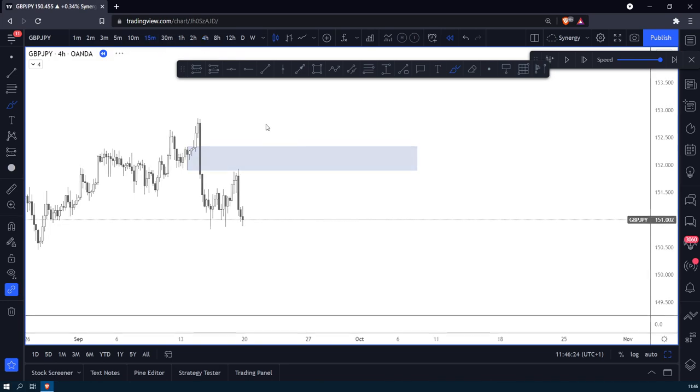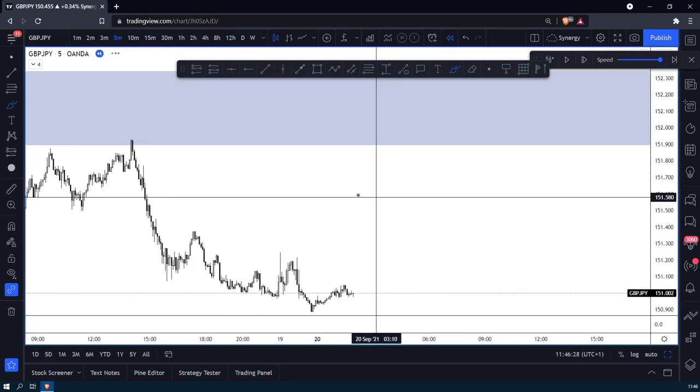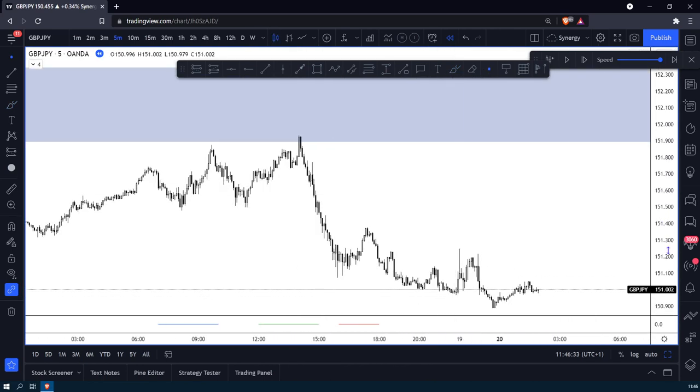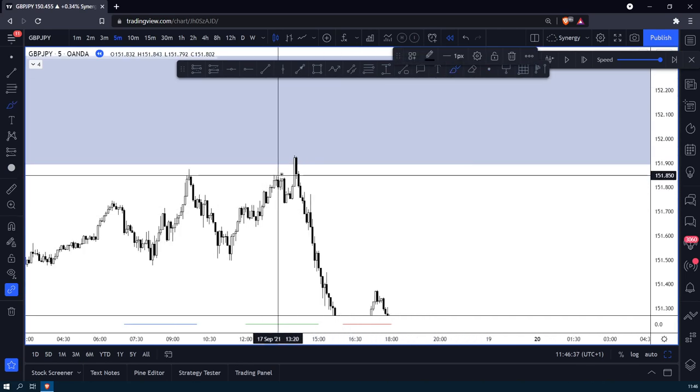Okay. Now, I don't know if there were any lower time frame confirmations in here. Let's have a look. Yeah, perfect. This works absolutely perfectly. So we get a tap into that breaker block. We have a short-term high here.